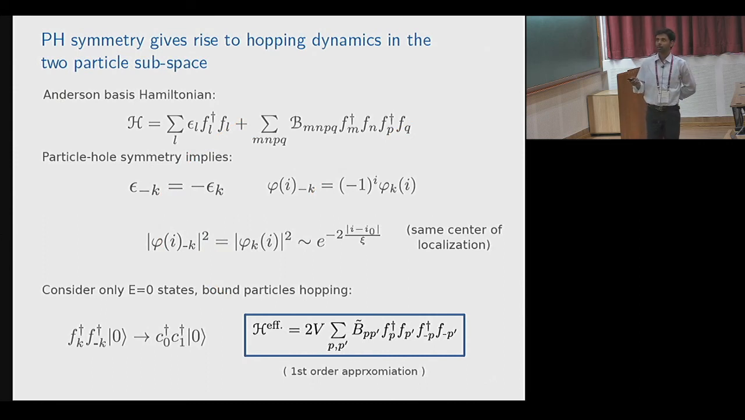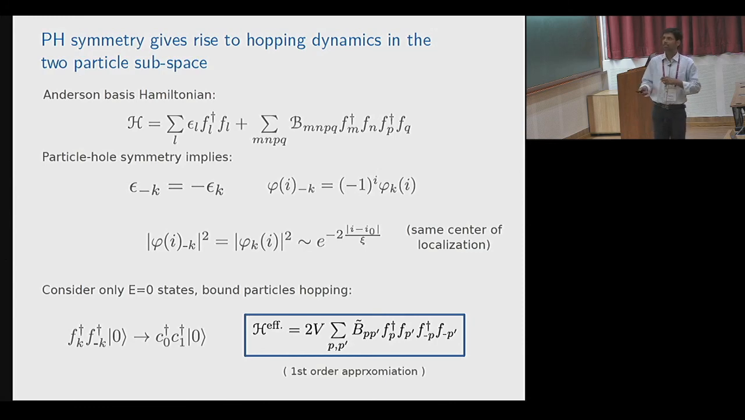So this is our original Hamiltonian. I wrote the Hamiltonian in the Anderson basis. If you wish, the disorder is over there. This is the diagonal part. And then there is the interaction, which looks like that. These are the interaction matrix elements that are essentially given by the non-interacting wave functions.